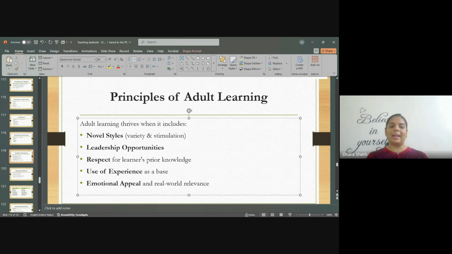Respect for learners' prior knowledge. So I'm probably discussing this here, but a lot of you would be veterans and quite more knowledgeable than me in these topics. Okay, so when the teacher respects that the learner might know more than them, that is when adult learning can thrive. Use of experience as a base and emotional appeal and real world relevance. Okay.